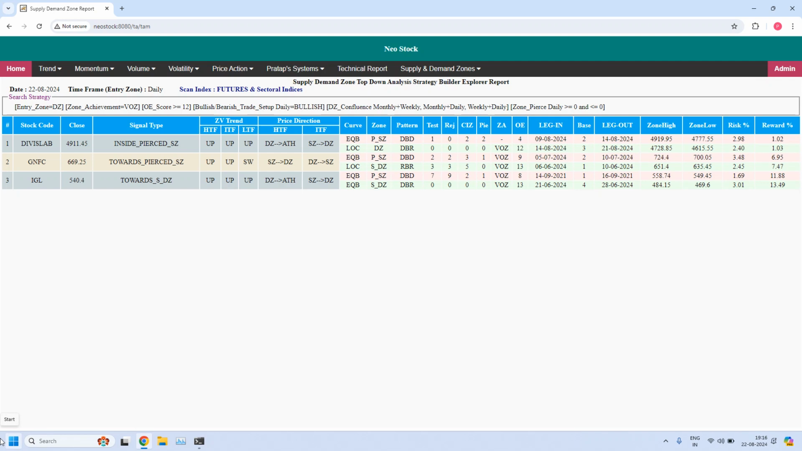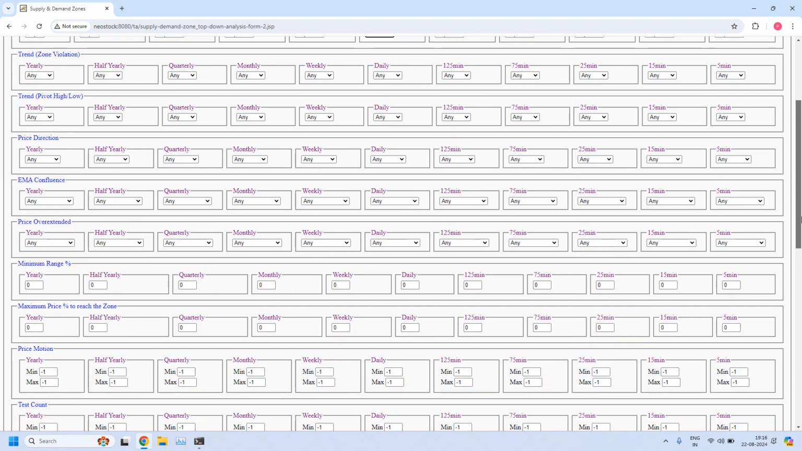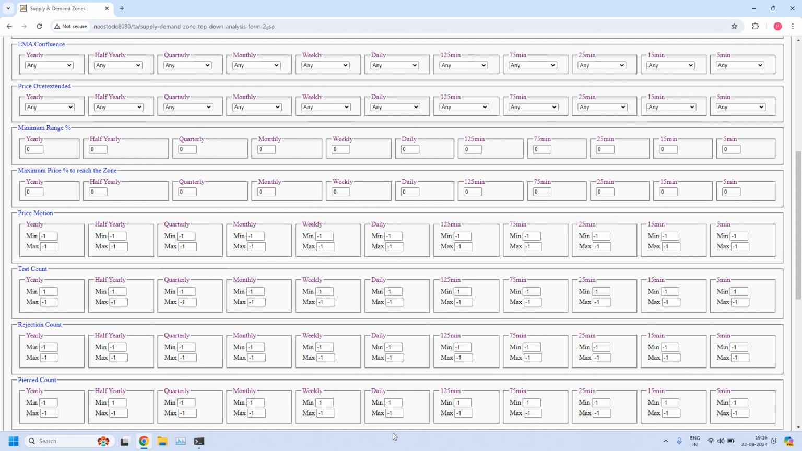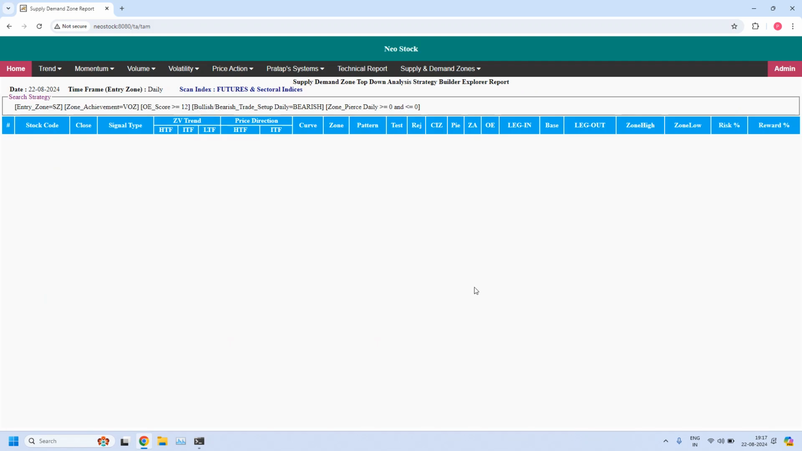So this is about the bullish trade setup for monthly income trade. In the next report, the bearish trade setup for monthly income trade. So entry time frame is daily, entry zone is supply zone. In bullish or bearish trade setup in daily, I am selecting bearish. And pierced count, that is, the daily supply zone should not be pierced. So in the pierced count, daily time frame, minimum value 0, maximum value 0. Zone achievement is violated opposing zone. Minimum odd enhancer score is 12. All the 3 filters are applied to the daily supply zone. Now no stocks are filtered. So that means currently there is no bearish trade setup for monthly income trade.